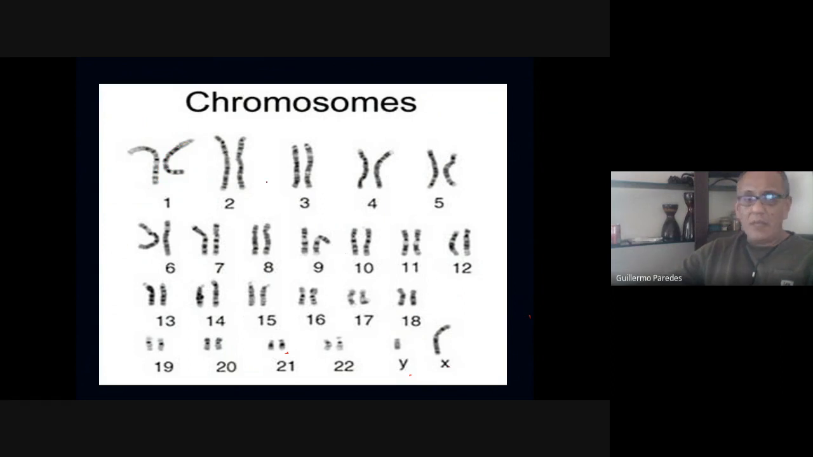but the only thing I want you to get here is that this chromosome mapping is important because we are going to differentiate two things: heterologous and homologous chromosomes. All right, so let's start.